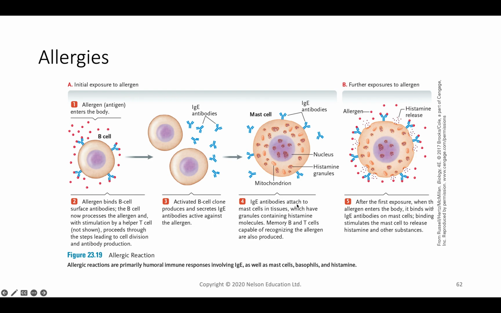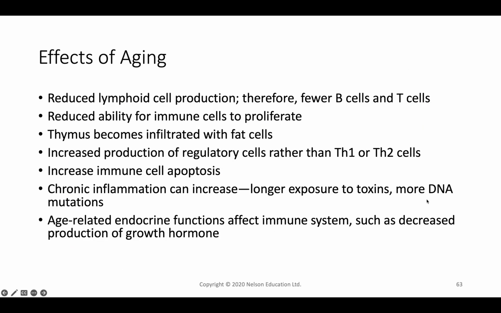The IgE antibodies attach to mast cells here, and the mast cells have these histamine granules, which then are going to get released. And once we release these, that's going to cause other substances, etc. So the histamine release is what causes what we just talked about, that allergic reaction itself.